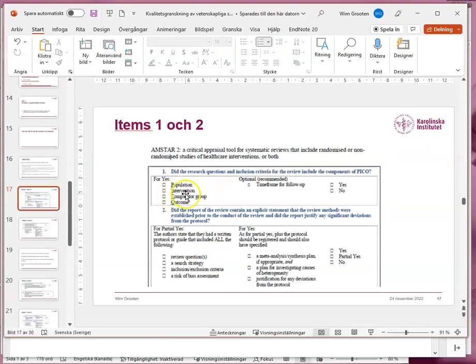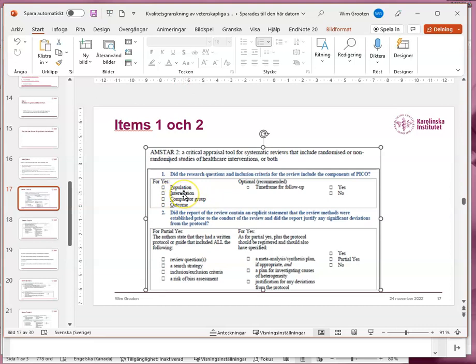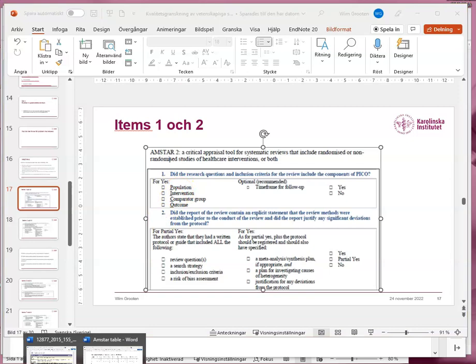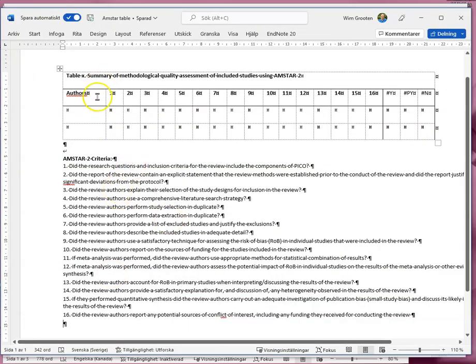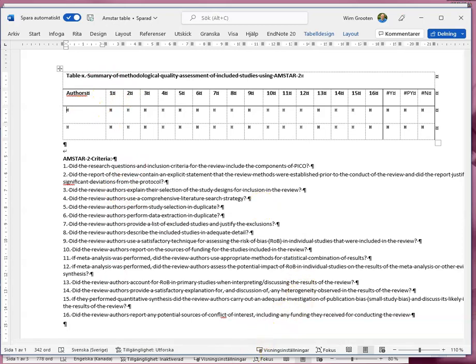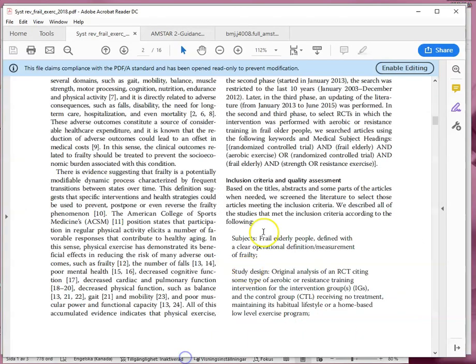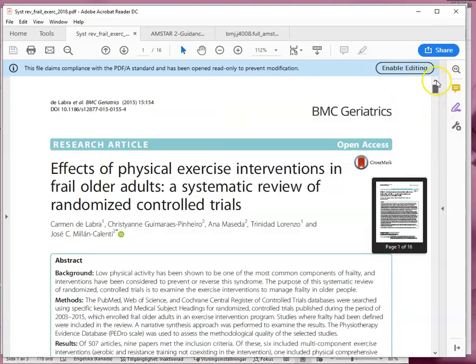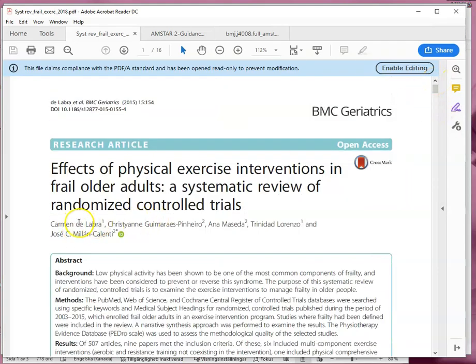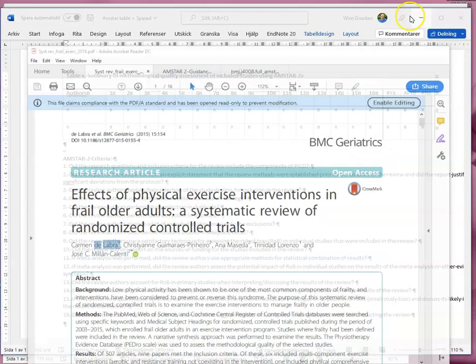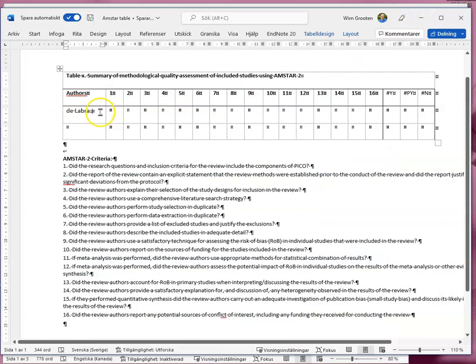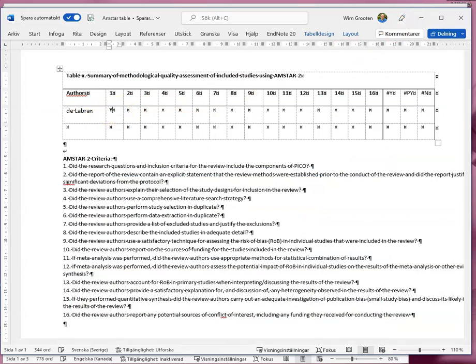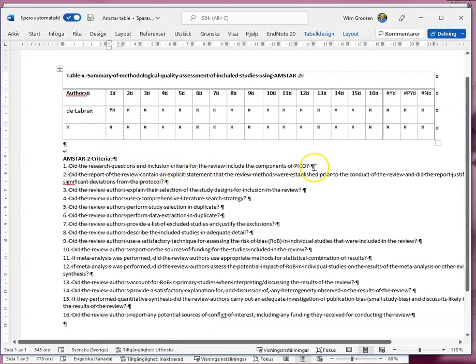The comparator group shouldn't have done anything. The intervention was all kinds of exercise. Outcomes was three or four things, and the population was very nice. So what to do is you make a table, and you write the author's name. I don't know who has written this paper. Let's see, the paper written by Labra. Okay, you write Labra there, and then I put a yes on the first item: did the research question include the components of PICO? Yes. So this is the first one.